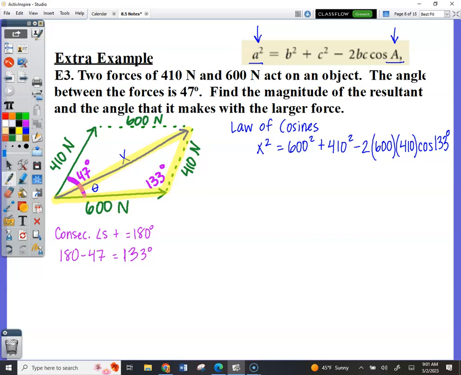Once you get it on paper, now you go to your calculator and you type all of that in. And I went ahead and rounded, I believe, to the nearest whole number on this, and then square rooted it, because the problem doesn't give any information.